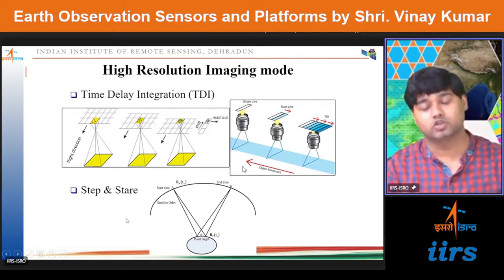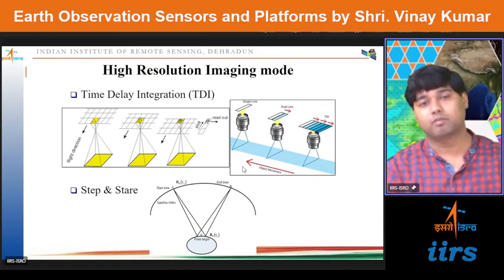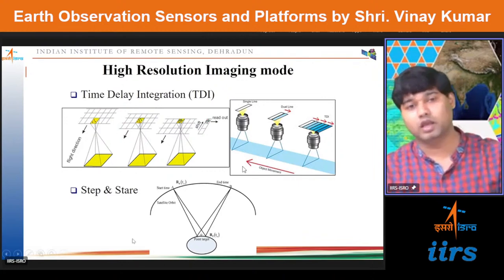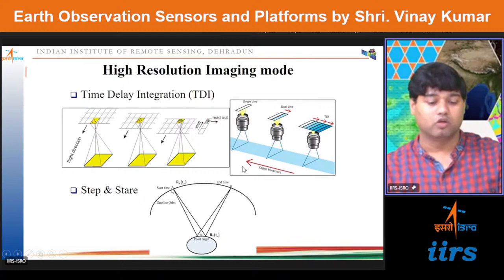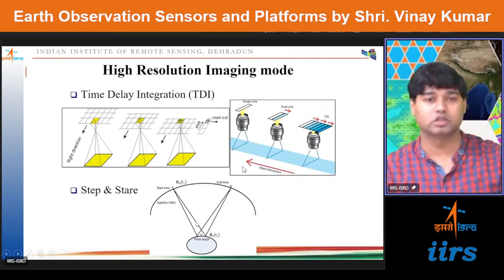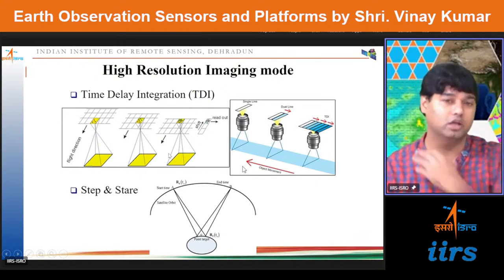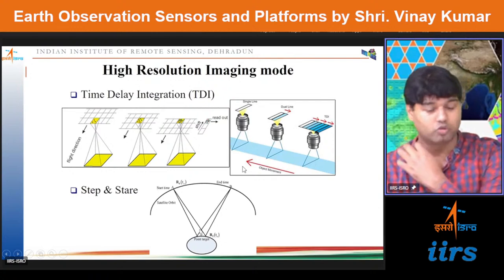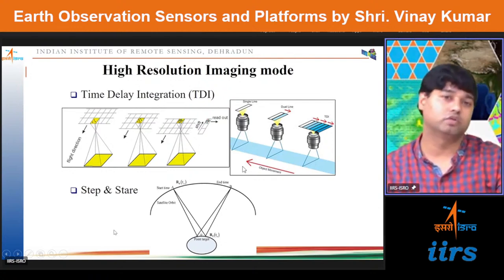The second high resolution imaging mode is step and stare. In that case, for the same area, you can see this is your start time, this is your end time. We are starting from this time and observing that particular object, moving in different steps and steering to the same place for as long as it is visible, and integrating the signal like is done in time delay integration. So the more the signal, the better the resolution capability of the sensor.